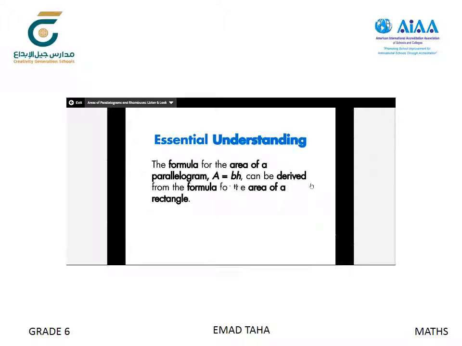Our lesson today is about the area of parallelograms and rhombuses. Before we start our explanation, watch this video and concentrate to understand the main idea of our lesson. So let's go. For the area of a parallelogram and apply it throughout the lesson.